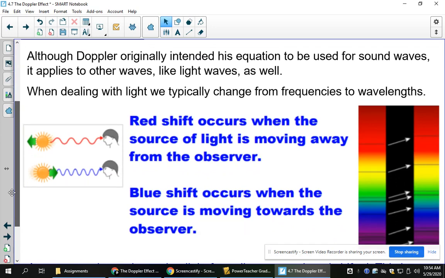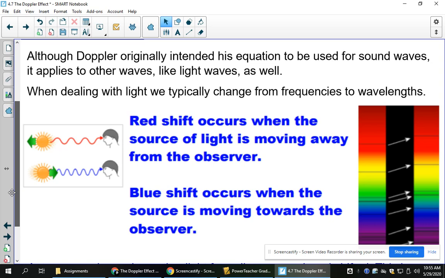So although this was originally intended to be used for sound waves, which is the main application, like the sound of an ambulance siren when it's coming towards and away from you, great example, or Sheldon in that clip from The Big Bang Theory, another great example. It does apply to other waves as well, like light waves.